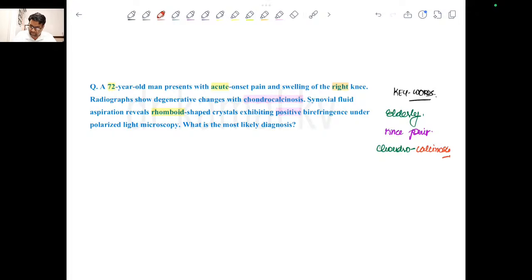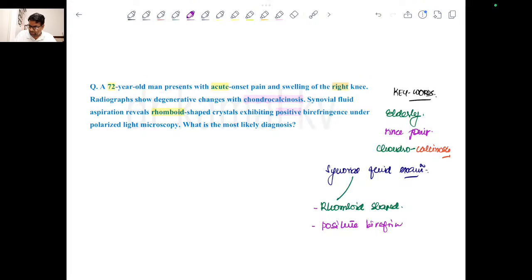Then there is synovial fluid examination. Now what is this showing? This is showing rhomboid shaped crystals. Okay, so this is the shape, rhomboid shaped, and they are showing positive birefringence. So I think this is very classical for pseudo gout. Very good, Dhanush, very good, you are absolutely right. So now here, see the classical points which you should know.